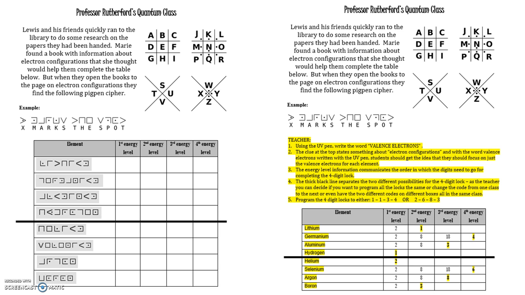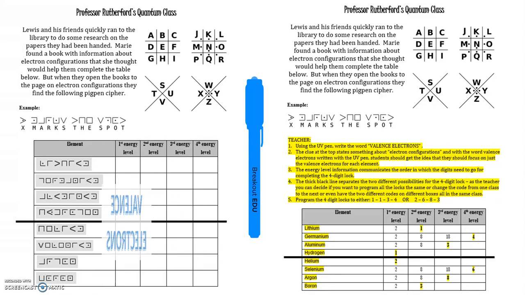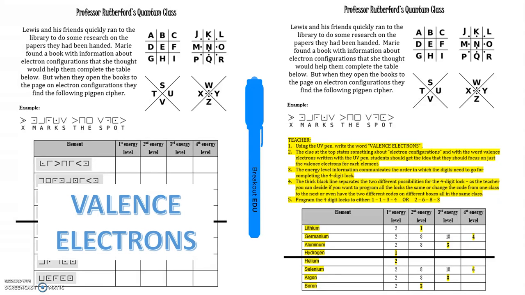They will then have to write in the electron configuration for the elements that they determined using the cipher, being careful to put the first number in the first energy level slot, the second number in the second energy level slot, etc. Using the UV pen, you want to write the word valence electrons somewhere on the paper.